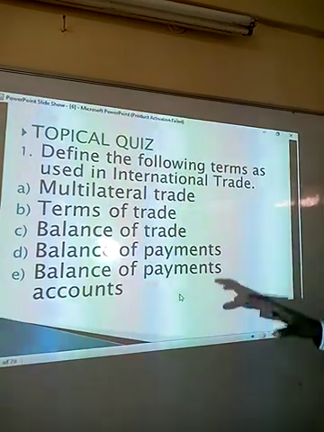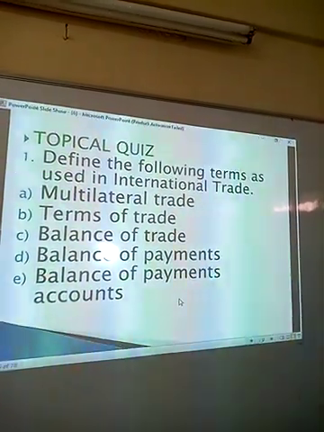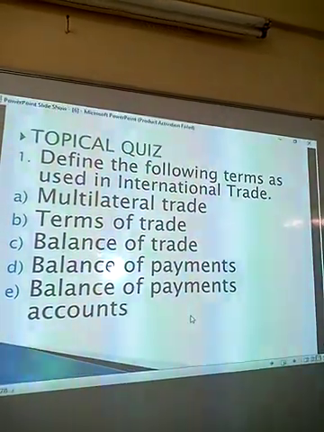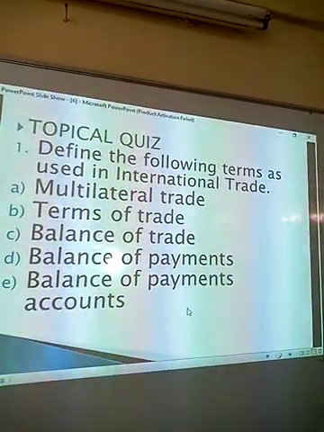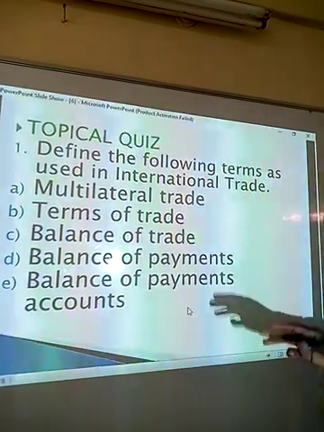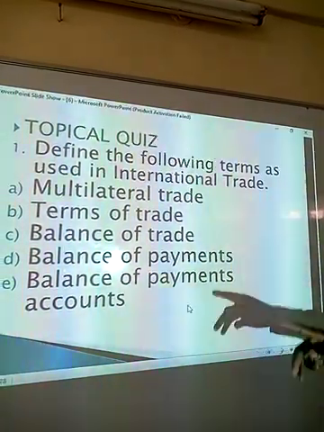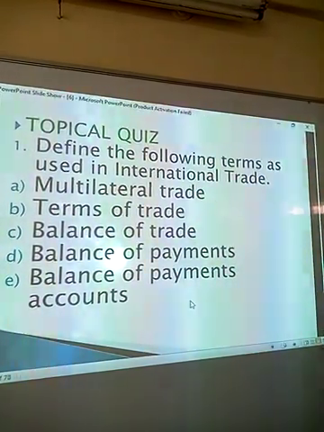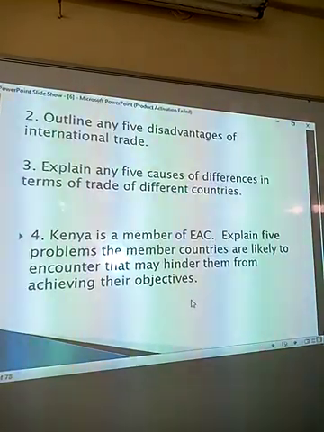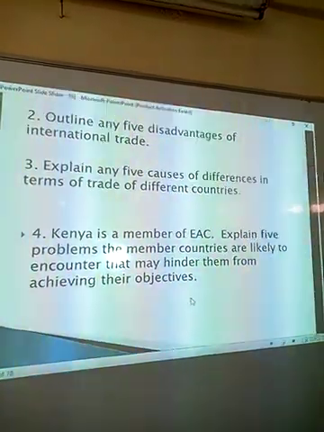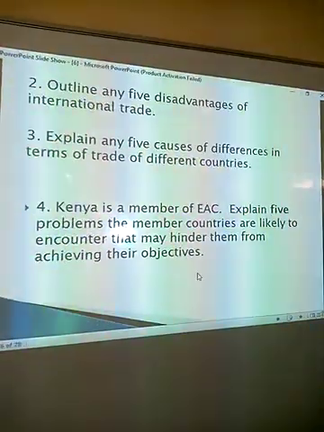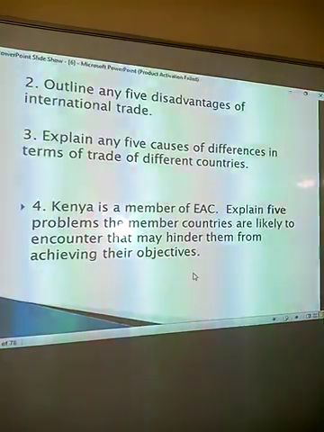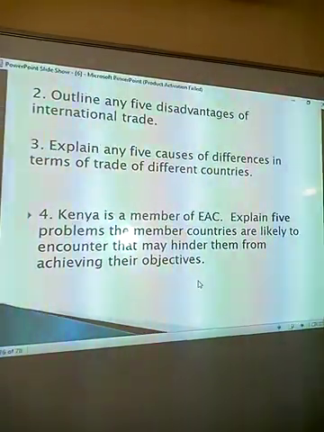Dear learners, there's some topical quiz here which I want you to look at in your own time, having gone through the topic. Define the following terms as used in international trade: multilateral trade, terms of trade, balance of trade, balance of payments, and balance of payments accounts. Outline any 5 disadvantages of international trade. Explain any 5 causes of differences in terms of trade in different countries.